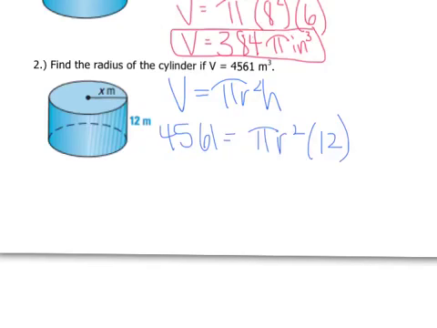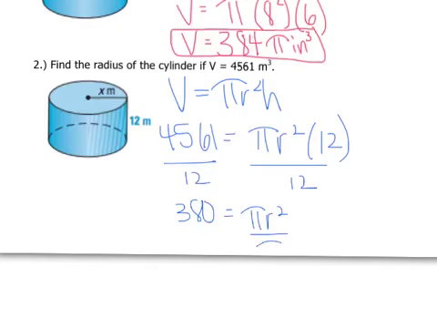When you're solving for a variable, your goal is to get that isolated, everything else away. So what do we need to get away from that R? 12, okay. Let's divide both sides by 12. That gives me pi r squared equals what? 380. Okay. What else do we need to get away from my r, Nolan? Pi. We can divide by pi. Guys, remember, that's actually a number.